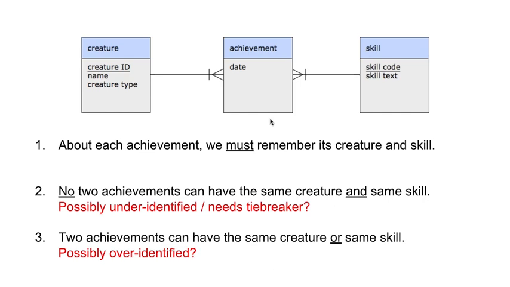Statement 3 is permissive and calls attention to possible over-identification. Getting back to statement 1, we remind the users that according to this LDS, each achievement must have a creature and must have a skill, because that's how we distinguish one from another. It's possible that we cannot remember the creature of achievement or the skill of achievement, and in that case, this identifier doesn't work and we need a different one. So this statement calls attention to the possible need for an independent entity with its own identifier.